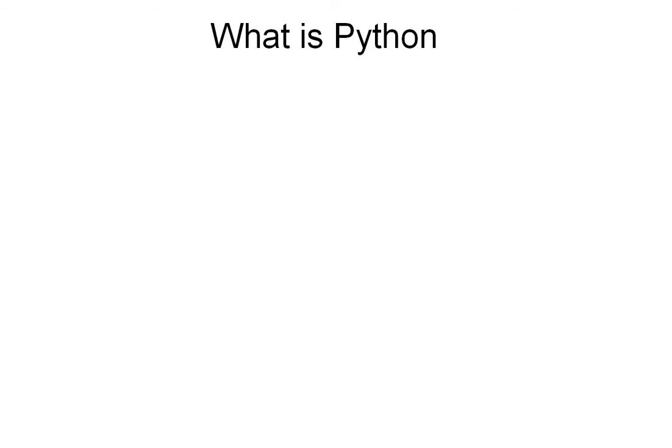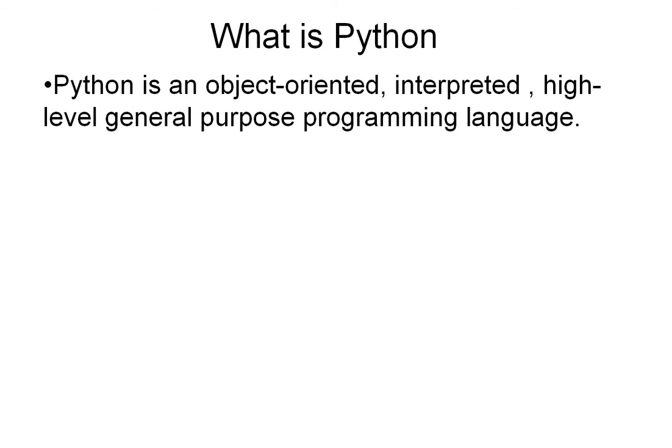And on a very serious note, let's try to understand what is Python. So Python is an object-oriented, interpreted, high-level, general-purpose programming language. Wow. So there are some huge words over there. Object-oriented, interpreted, high-level, general-purpose. So let's try to understand what those terms mean.